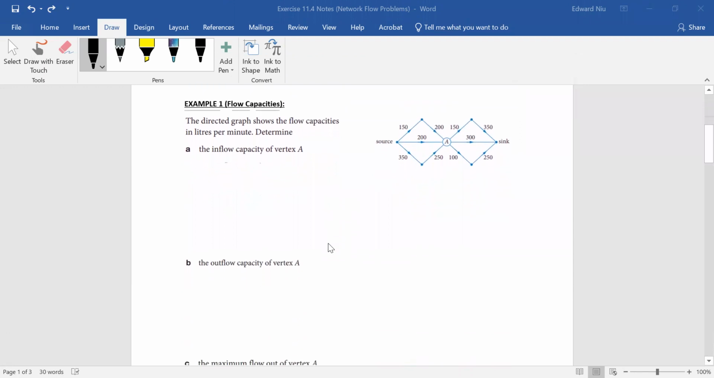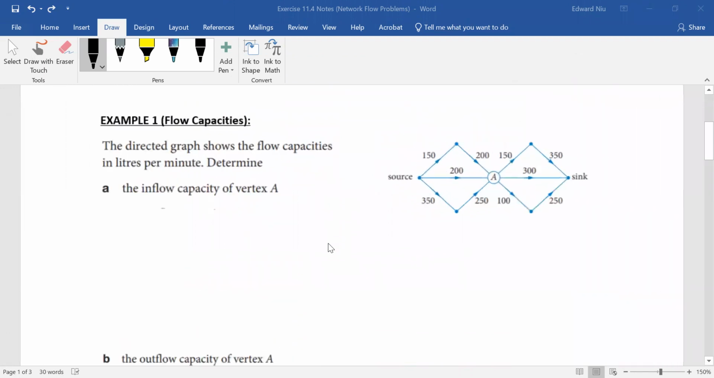Let's take a look at example 1 to put everything into context. So we've got our network on the right. Just so we know, the source is our starting point, and then the sink is our finishing point. When we talk about this graph, the directed graph shows the flow capacities in liters per minute. It's important that we include the unit in the answer. It asks us to determine the capacity of vertex A.